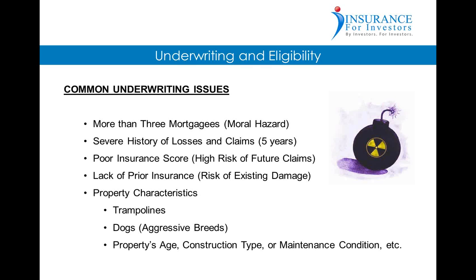Obviously, somebody that hasn't filed claims or that maybe only has 1 claim from hail is going to be a much better risk than somebody that's had 5 claims over the last 5 years for everything under the sun. Those people are either going to be non-standard or their premium is going to be much higher. Poor insurance score, we just talked about, because there's going to be a high risk of future claims. Lack of prior insurance. Same thing.